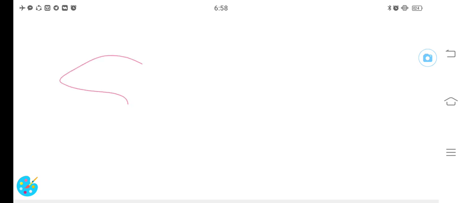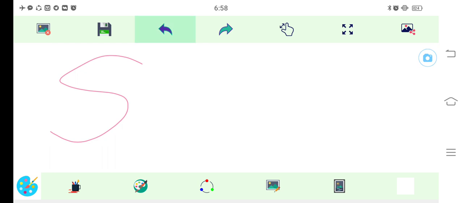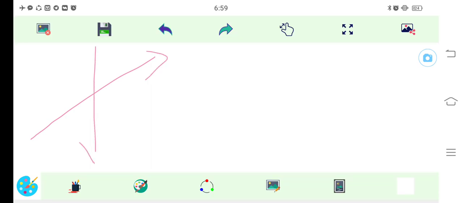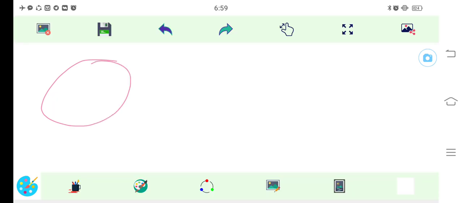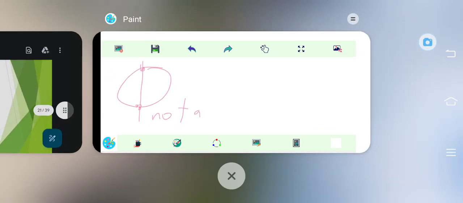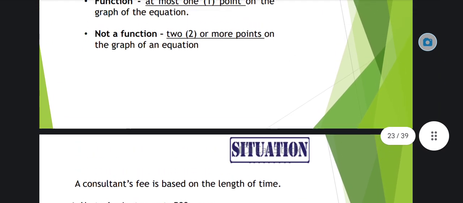If you're given a graph, example this graph, you do a vertical line test. Since they meet at only one point, meaning it's a function. Okay? However, if we have here this one, and when we do the vertical line test, it meets two points, meaning it is not a function. If two or more points, it's not a function. Easy, right? If one point, function. If two or more, not a function. That's how you use a vertical line test.